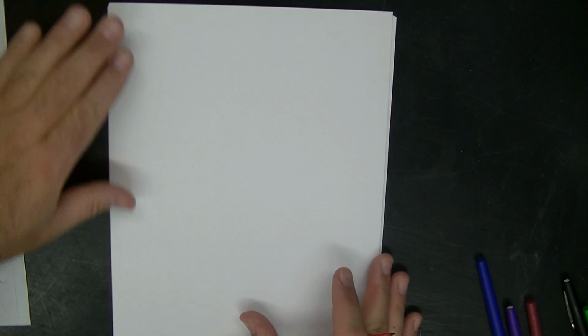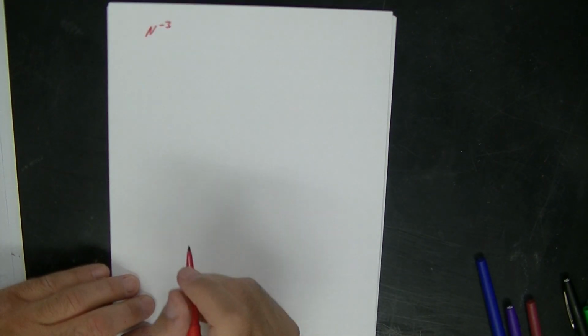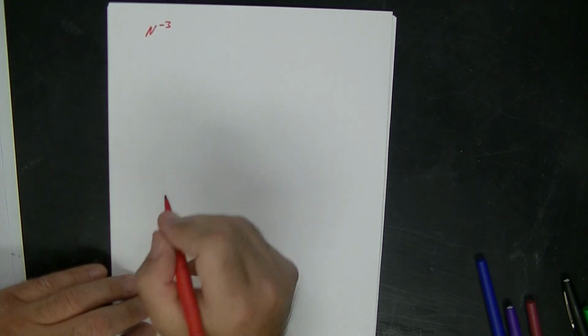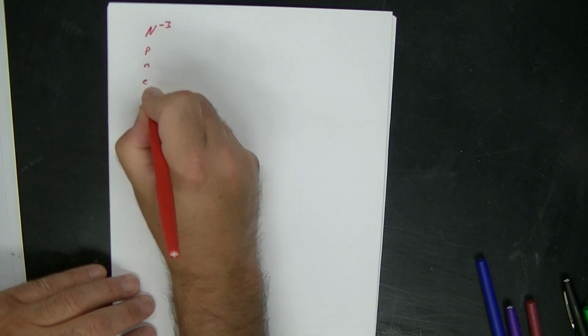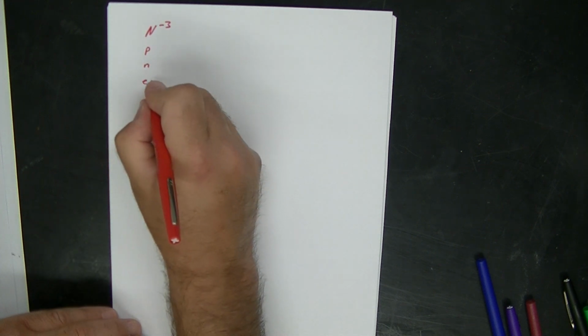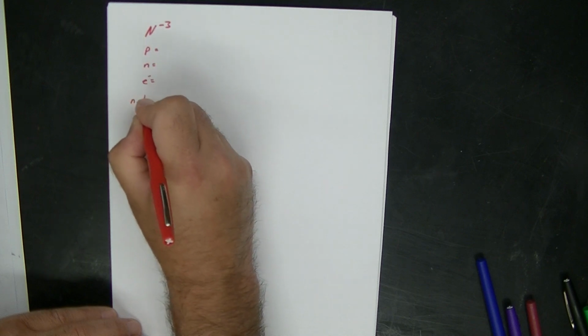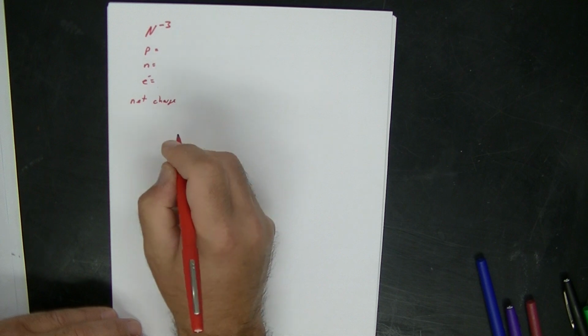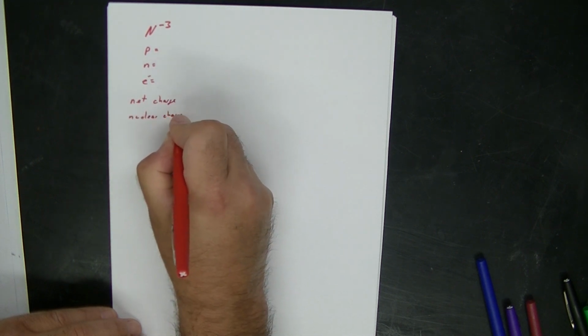Why don't you try this one? Go ahead and do this. I'm just going to pause. I want protons, neutrons, electrons, net charge, and nuclear charge. I'll give you a minute to do that.